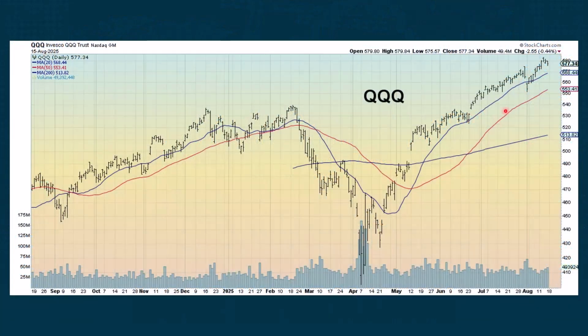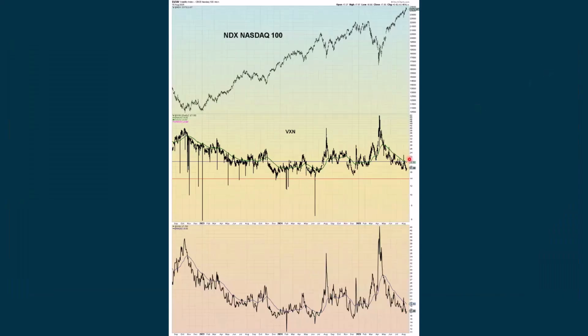And the QQQs, sometimes we pull this out. There's so many people that invest in the triple Qs, which is the ETF for the NASDAQ 100. We're well above the moving averages, and all the moving averages are going up. So this is still looking positive, even though we did decline on Friday. Then this measures the volatility of the NASDAQ 100. It's called the VIXN. We've been declining with the bar chart as well as the line chart.